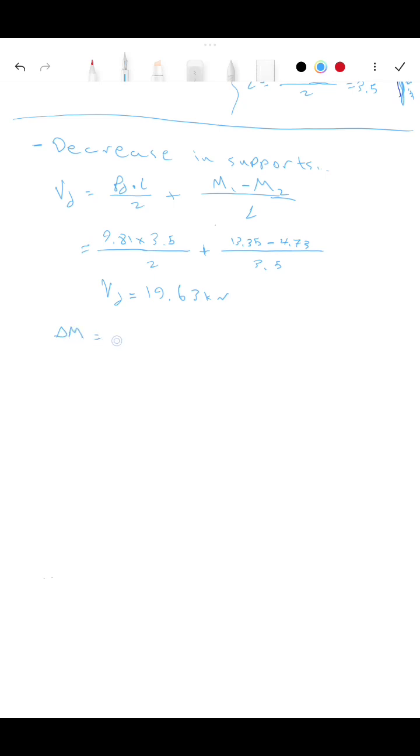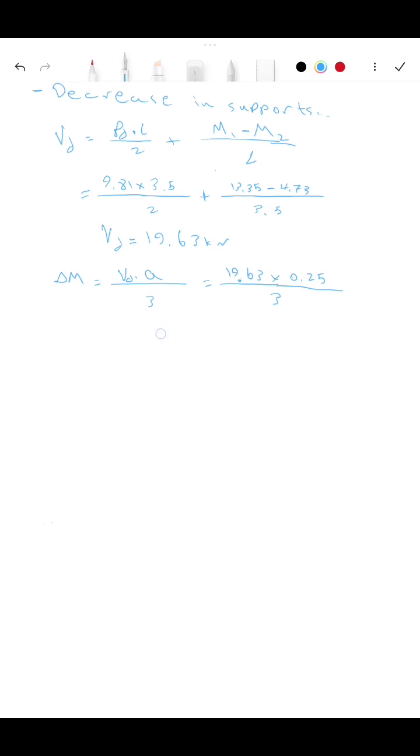Delta M equals VD times A divided by 3. We already have VD, which is 19.63, times A. A is the thickness of the beam, which was 0.25 centimeters, divided by 3. So 0.25 divided by 3, and it equals the decrease of the moment, 1.64.